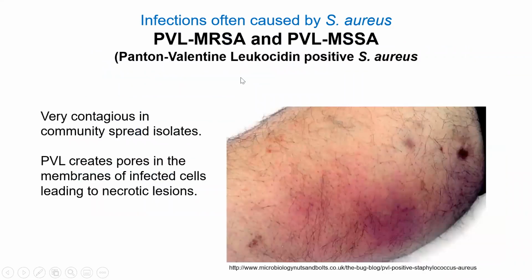Here's another one. This one has a big acronym, right? PVL MRSA. This one is a bit more common in community isolates, and often these acronyms are describing some sort of toxin or some sort of genetic aspect of that particular strain. And this one has a toxin that I can't remember what it does, but somehow it's killing the cells in those tissues and leading to these sort of darker blisters or lesions or whatever you want to call them.